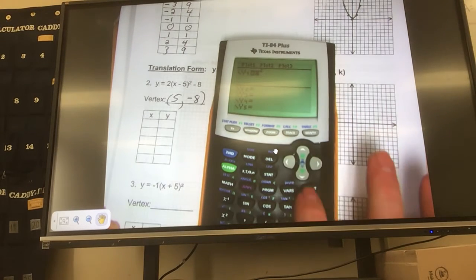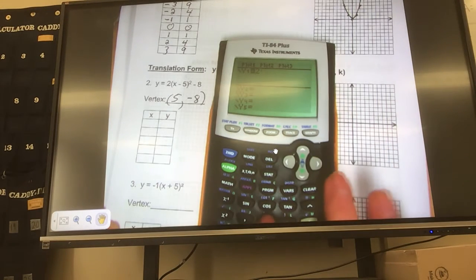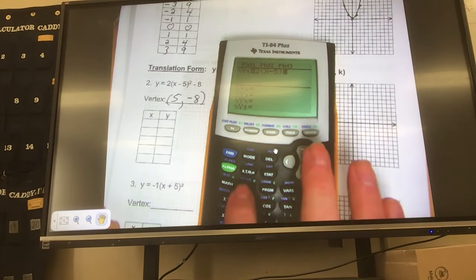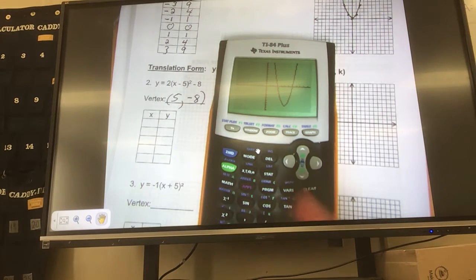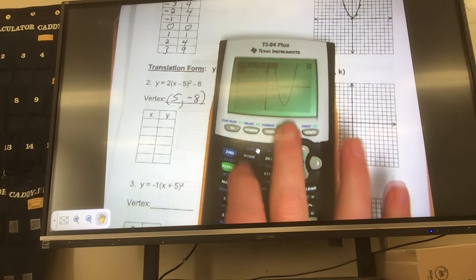We will confirm that with our calculator. Y equals, clear, 2 parentheses, x minus 5 close parentheses squared minus 8. Alright, once I do that, I hit graph, and sure enough, it looks like it was moved over, positive direction, probably around 5, and down, probably around 8. But that's still what, a maximum or minimum, that vertex? It is a minimum, so I go second, trace.